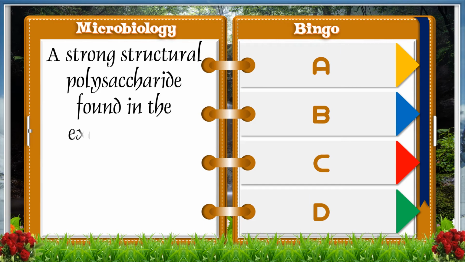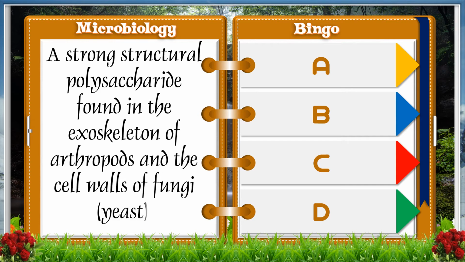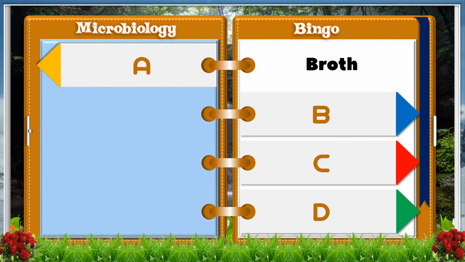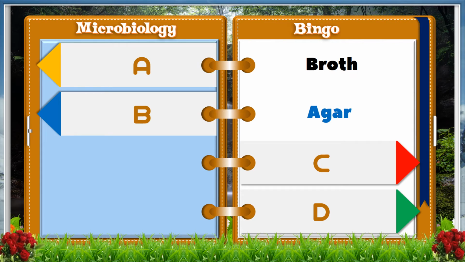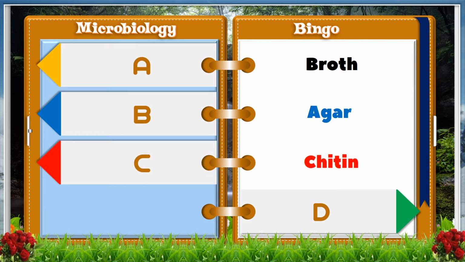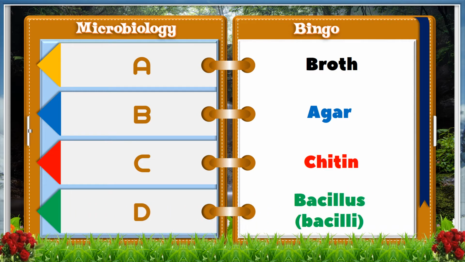A strong structural polysaccharide found in the exoskeleton of arthropods and the cell walls of fungi like yeast. A. Broth. B. Agar. C. Chitin. D. Bacillus. And the answer is C. Chitin.